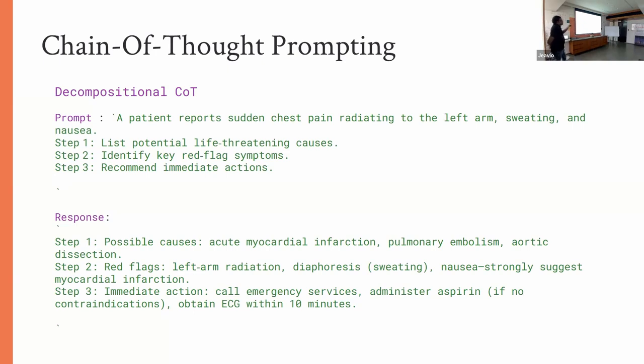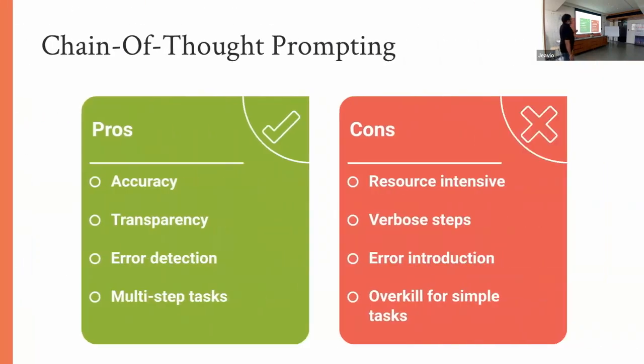Then the LLM will divide your prompt into 3 different sections. It will execute all of them independently, and then at the end it will combine the responses from all 3 and give you the response with chain of thought prompting. So these are the 4 different types of chain of thought.